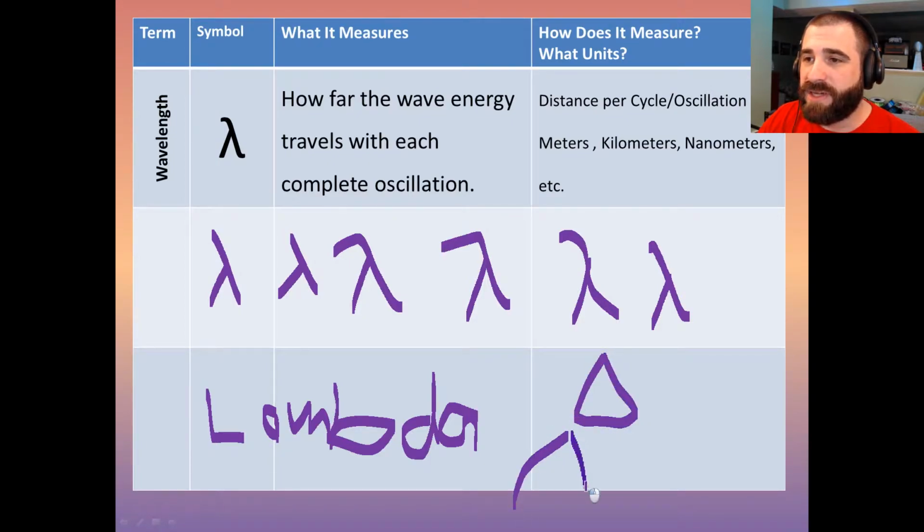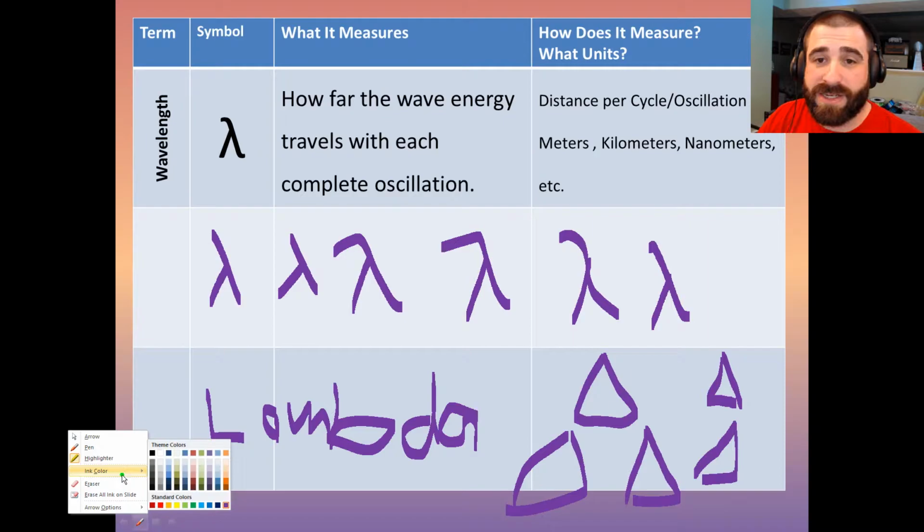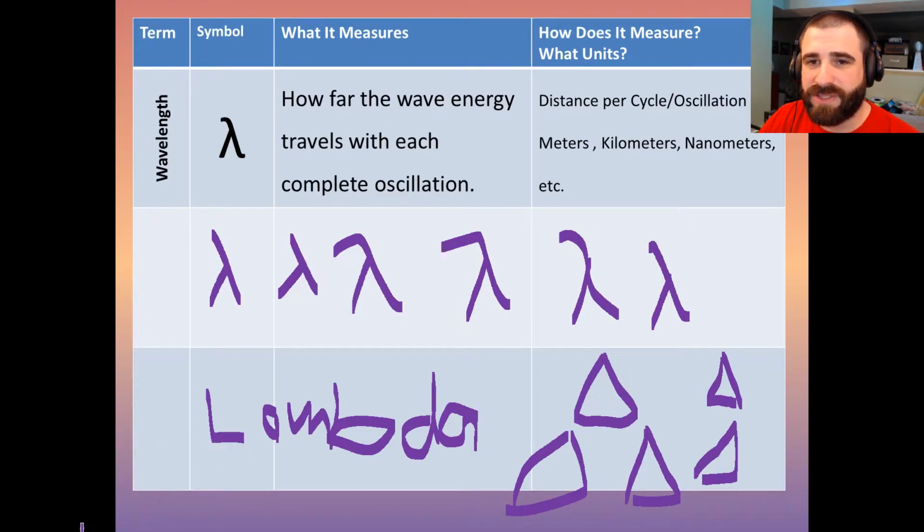But, yeah. Lambda also kind of looks like delta, right? Delta is actually more of an angled one, more like that, technically, where lambda is more of a traditional triangle like that. But this isn't a Greek class. This is a physics class, so we're going to just not worry about that right now.